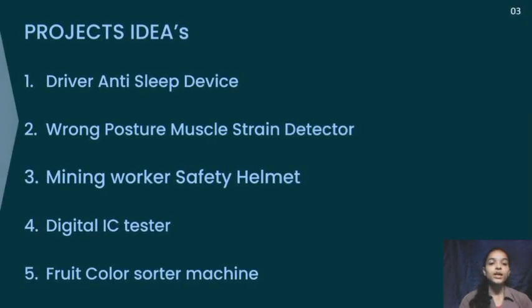These are my top 5 project ideas which we have already thought of. First project is a driver anti-slip device. Second one is wrong posture muscle strain detector. Third one is mining worker safety helmet. Fourth one is digital IC tester. And fifth one is fruit color sorter machine.